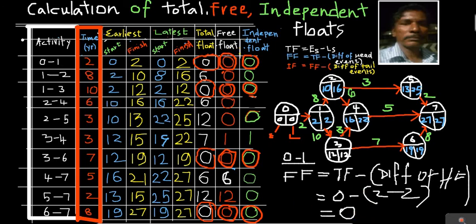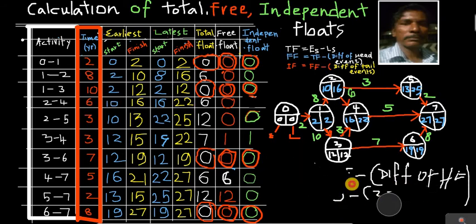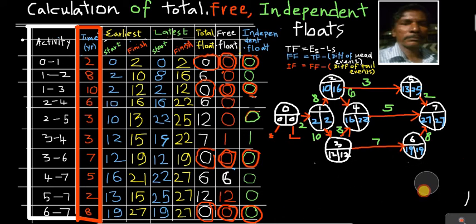One more calculation I'm doing there. For next activity we'll find out the free float. Our next activity is 1 to 2. For this, what we have to find out? We have to find free float.